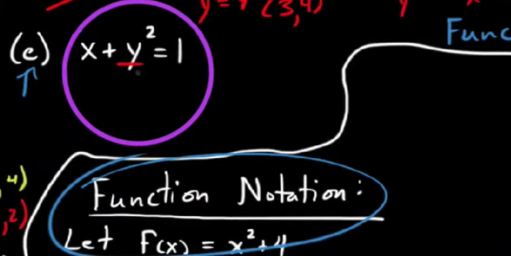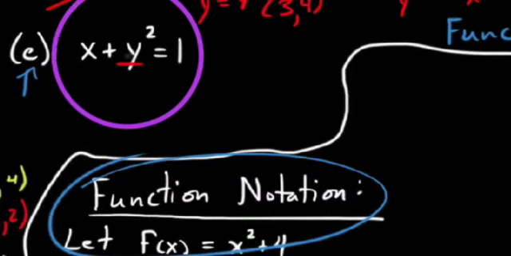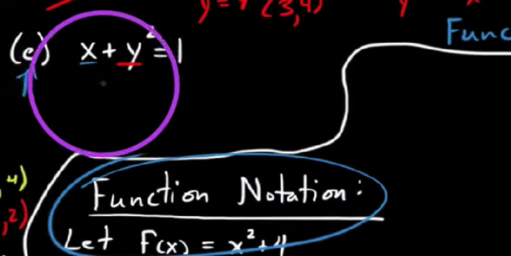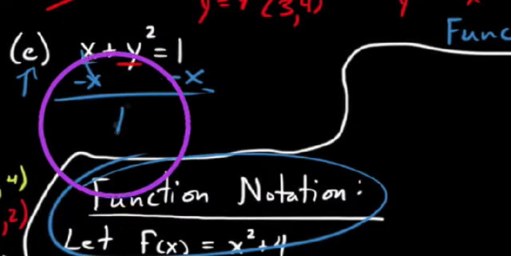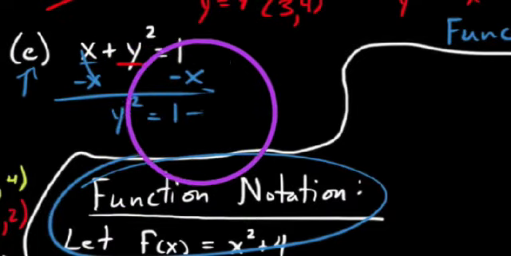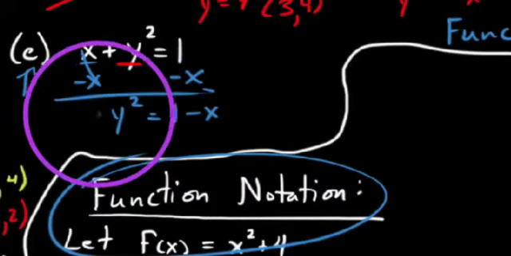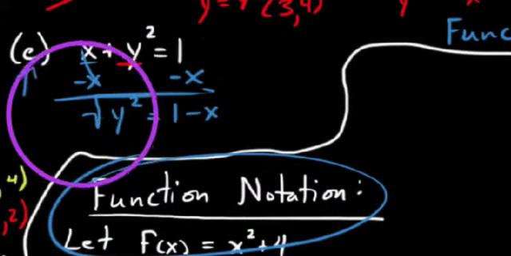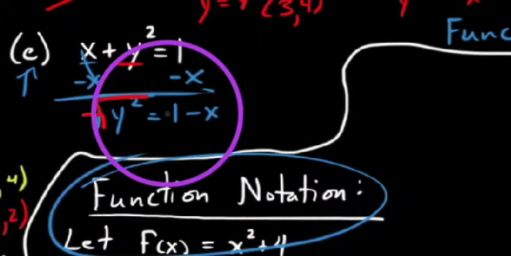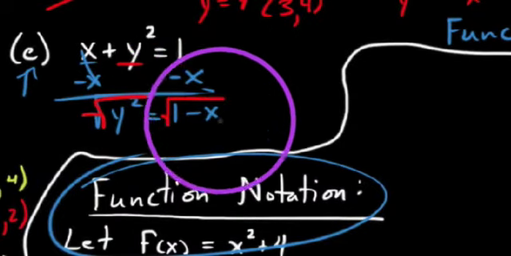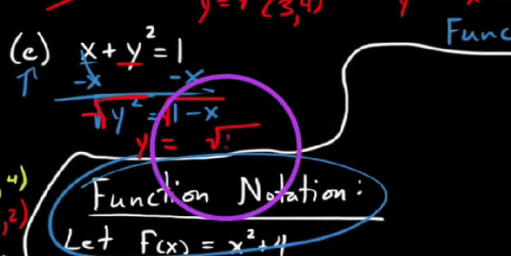Our intent here is to isolate y. Our question is, is y a function of x? To isolate y, let's start by getting rid of this x term here, so subtracting x from both sides. We see that y squared is equal to 1 minus x. Now here's where it gets a little bit interesting. In order to take care of this square, we're going to take the square root of both sides. There we go. So we have y is equal to the square root of 1 minus x.